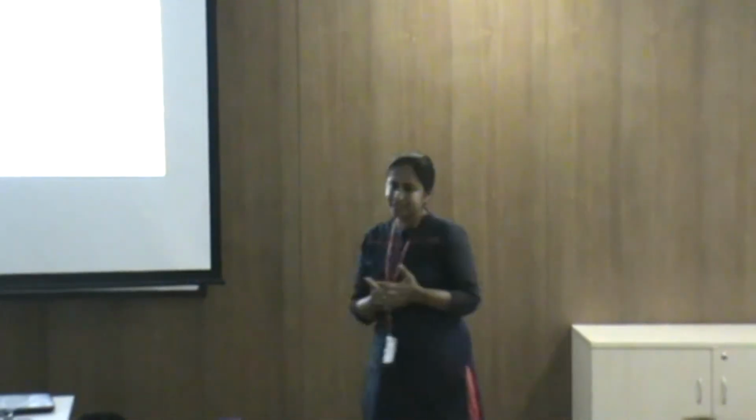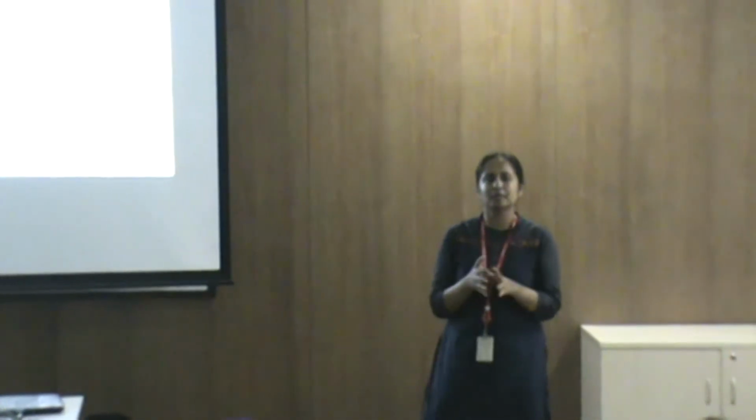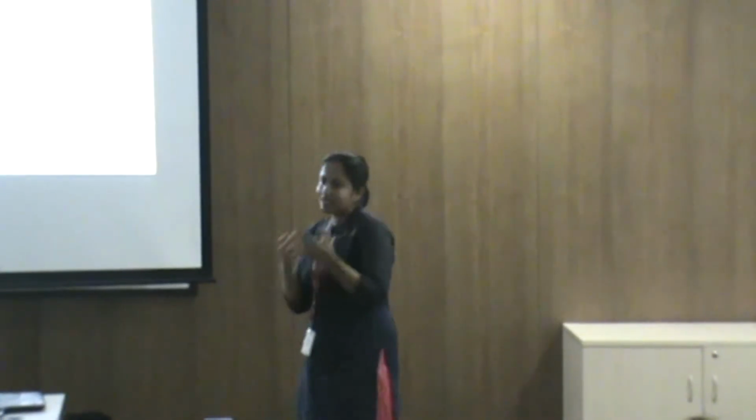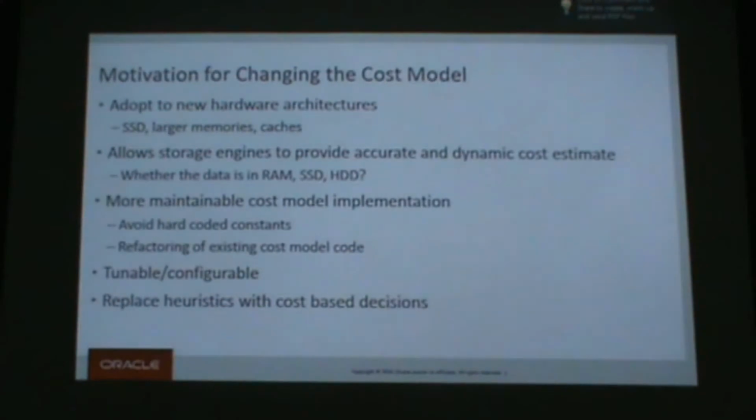Okay, so the next big thing with respect to the Optimizer in 5.7 is the cost model, the new cost model. And why did we need a new cost model? What were the problems with the existing cost model that was used in the Optimizer?